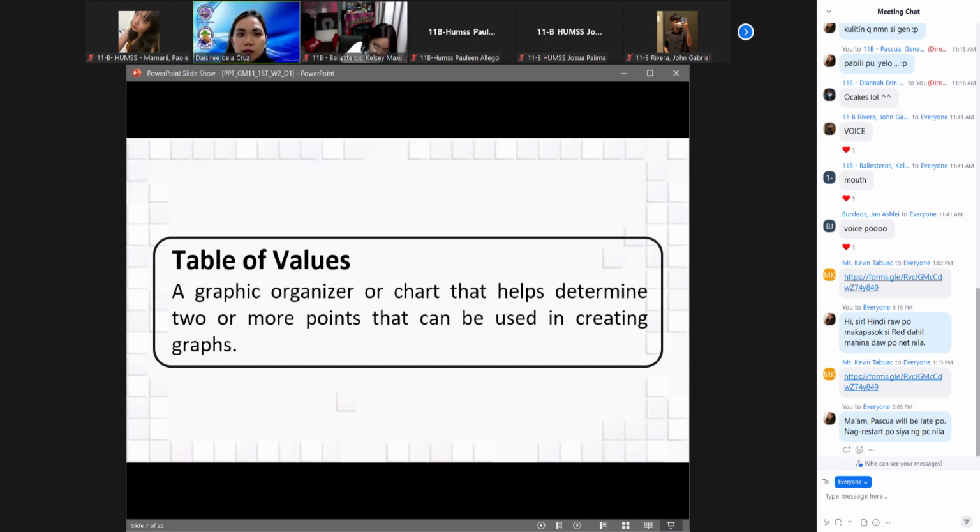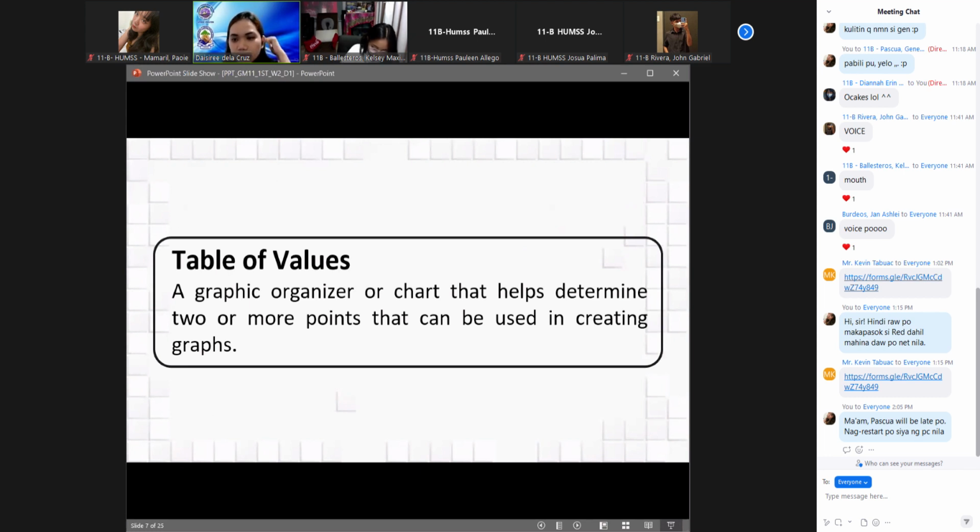Okay? So pag nag-evaluate tayo ng function, of course, meron tayong input, tama? So yung input natin, siya yung mga x values. And then, for the output naman, siya naman yung y values. Okay? Para mapuno or para makomplete natin yung table of values, kailangan natin i-evaluate yung function. And then, pag kompleto na yung table of values, at saka tayo makakapag-graph.